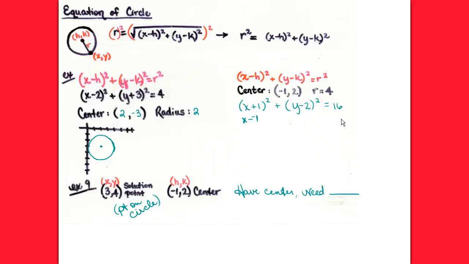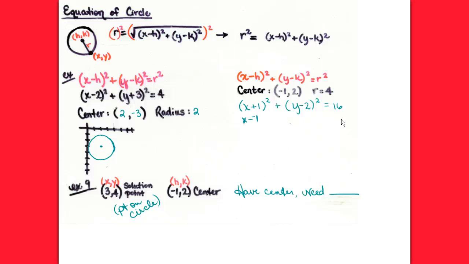All right, look at example 9. Just going to get you started on this one, and I'm not going to go all the way through it with you, but just want to give you a head start on it. It says the point 3,4 lies on a circle whose center is at negative 1, 2, as shown in the figure. Find the equation for the circle.